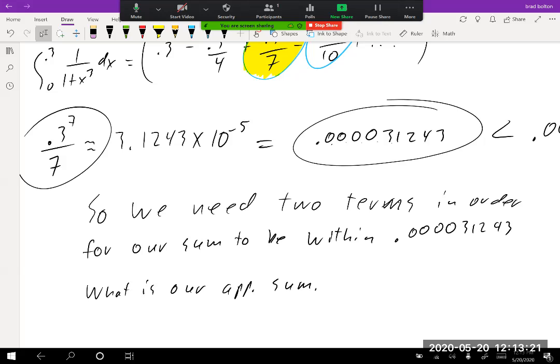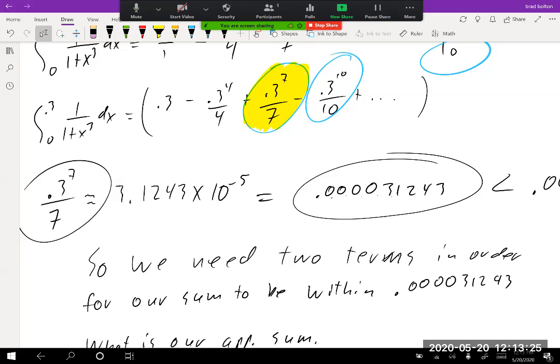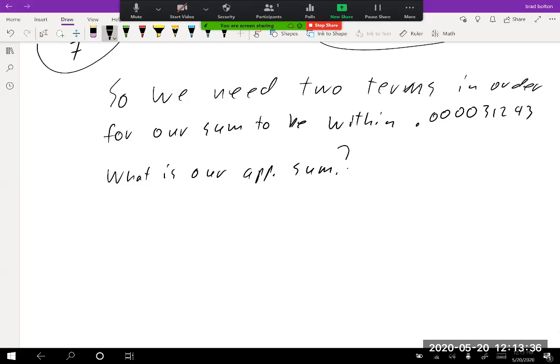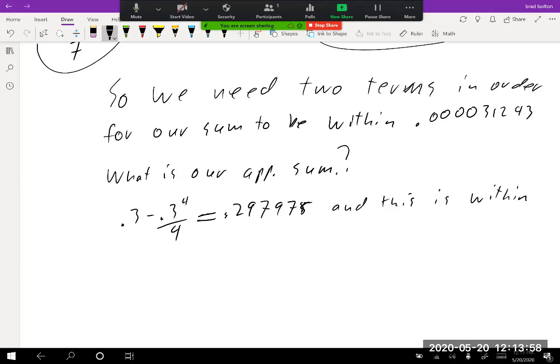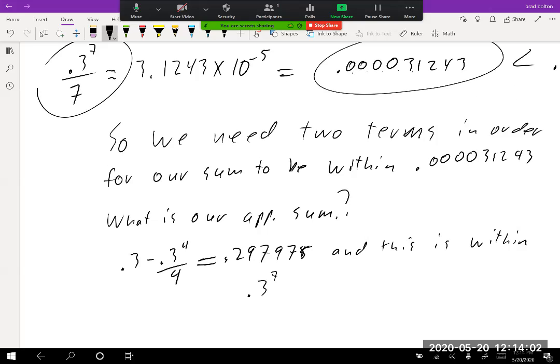Now if they wanted to, we would say, what is our approximate sum? Then all you would have to do is add the first two terms. So we would do 0.3 minus 0.3 to the fourth divided by 4, and I get 0.297975. And this is within 0.3 to the seventh over 7. So this is our error, and this is our estimated sum.